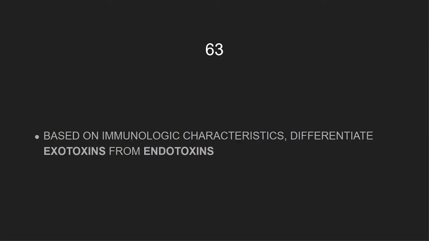Okay, next, let's move on to immunologic characteristics. Number 63, based on immunologic characteristics, differentiate exotoxins from endotoxins. What is the difference? We go back to their biochemistry. Proteins versus lipids. So which one, immunology recall, which one is more immunologic, a protein or a lipid?